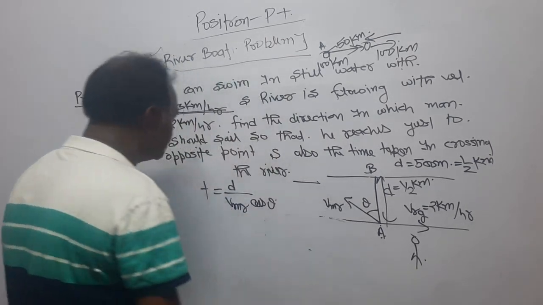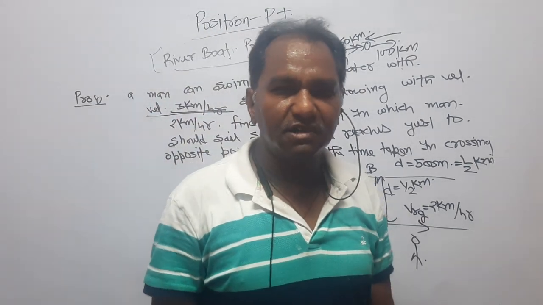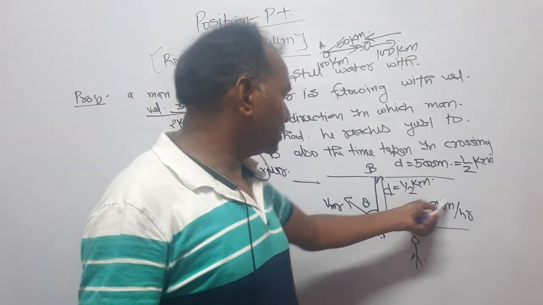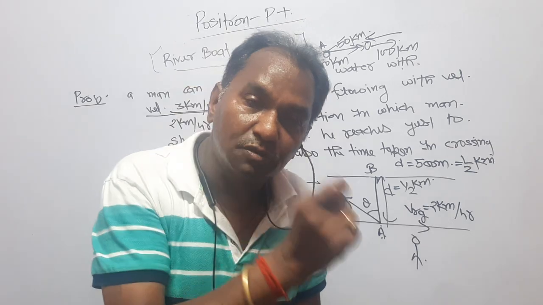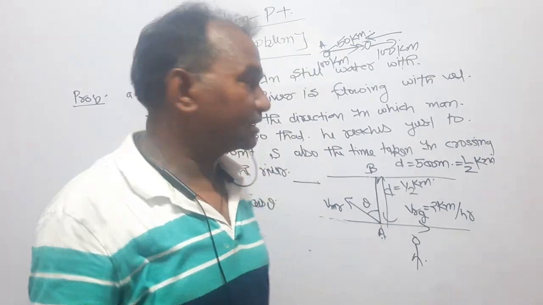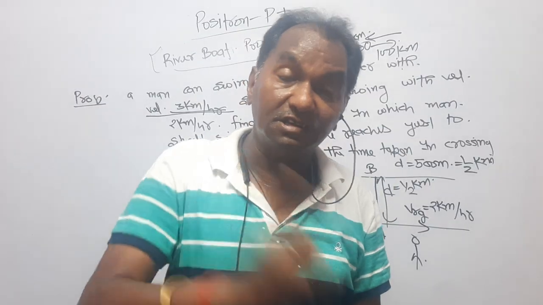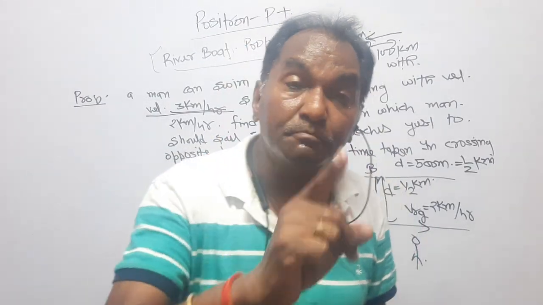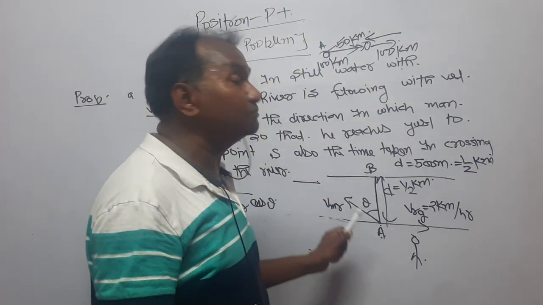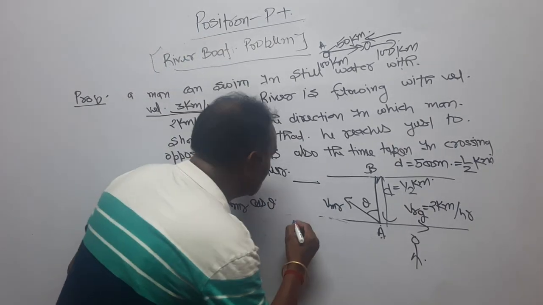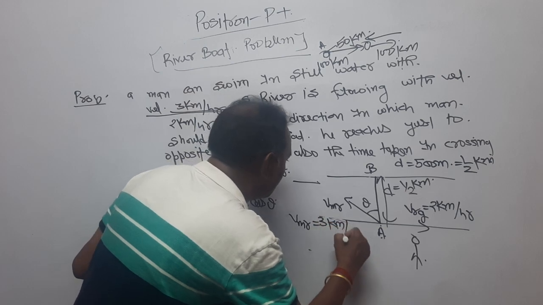Now, dear students, look here. Our problem is that a river is half a kilometer wide. The river is flowing with 2 kilometers per hour, and it is given that a man can swim in still water with velocity 3 kilometers per hour. Man can swim in still water, meaning the velocity of man when the river is at rest. It is the velocity of man with respect to river. So, dear students, you are given VMR, and that is equal to 3 kilometers per hour.